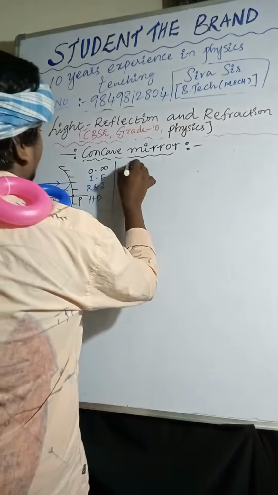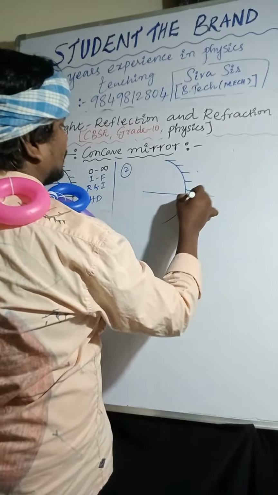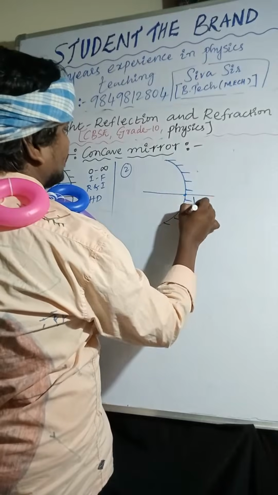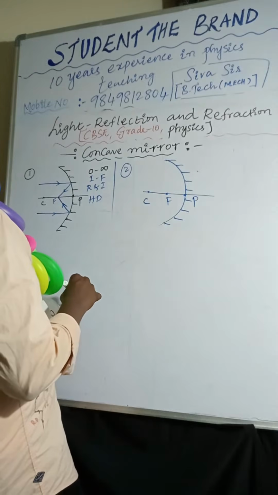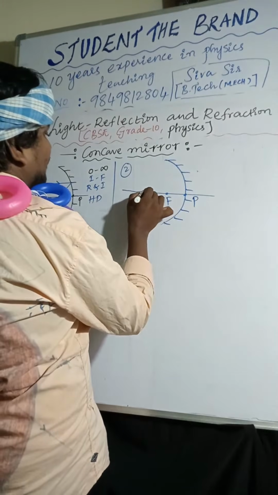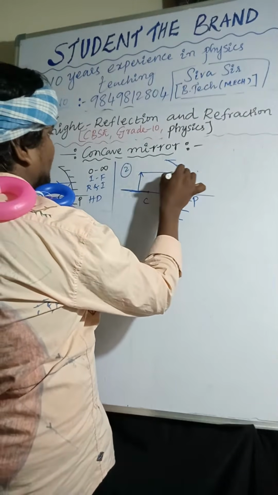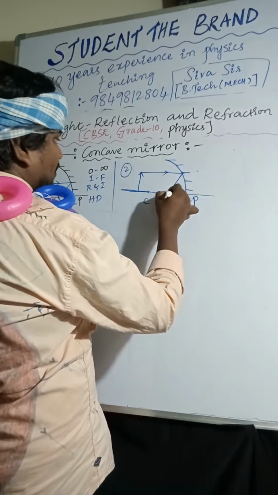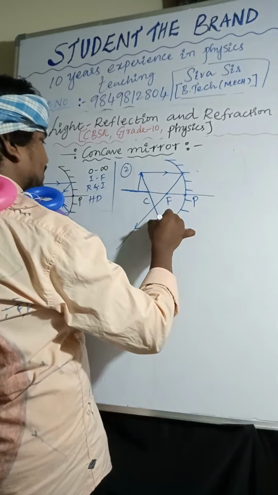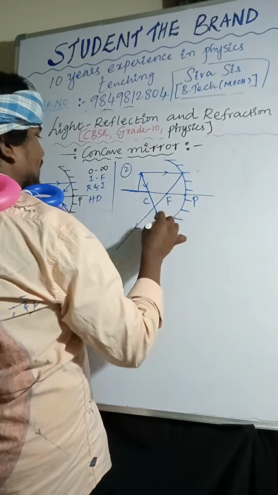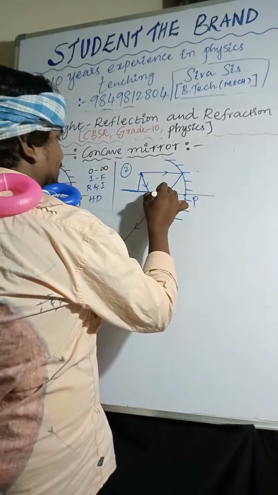Coming to the second one. Pole, focus, center of curvature. Object is placed beyond center of curvature. One light ray I am taking like this, so it passes through focus. Another light ray I am taking passes through center of curvature. So after reflection, the light rays will meet between C and F. So image will be formed here.